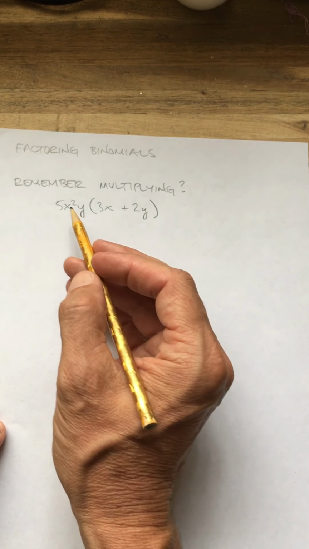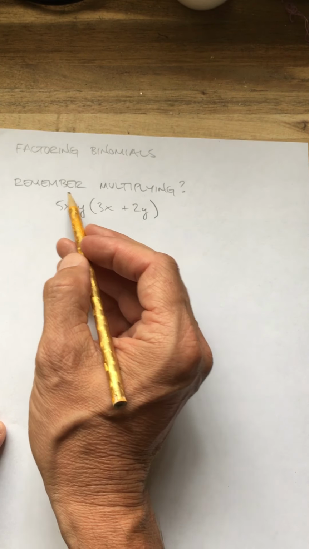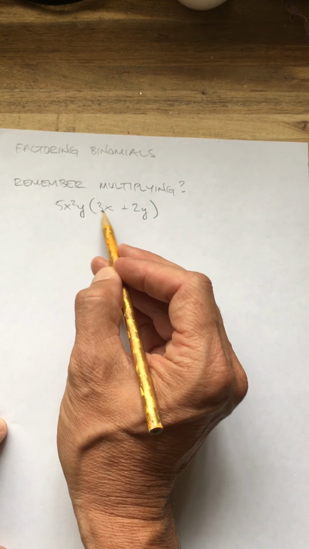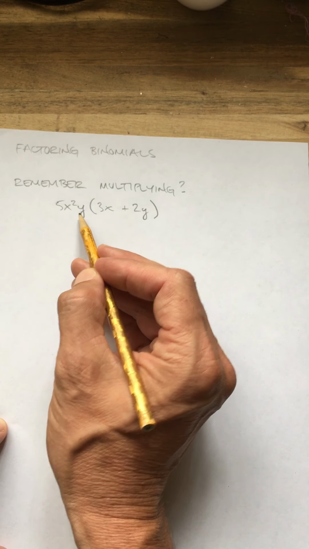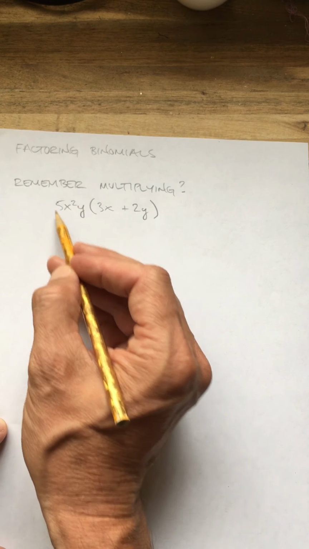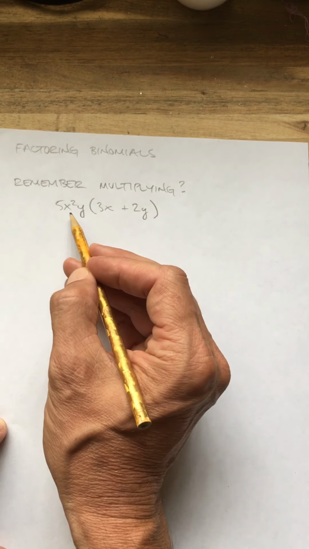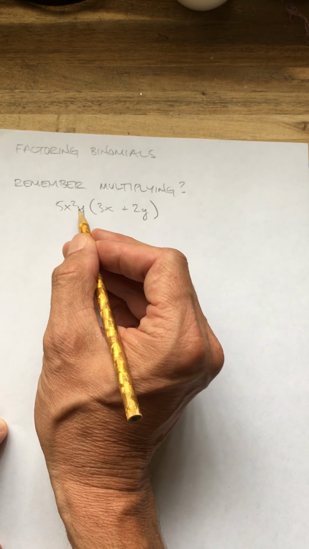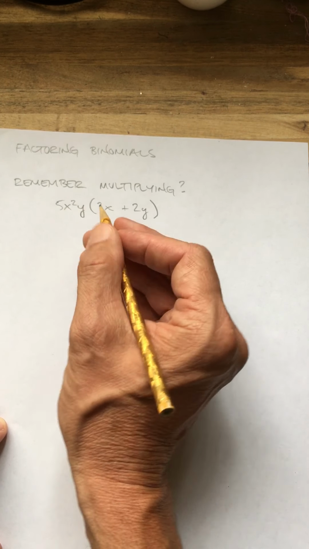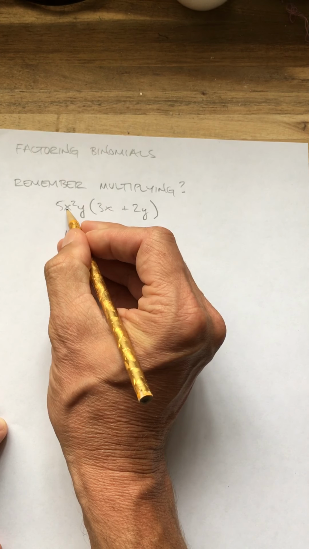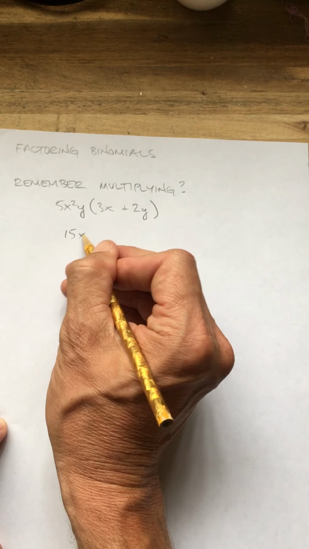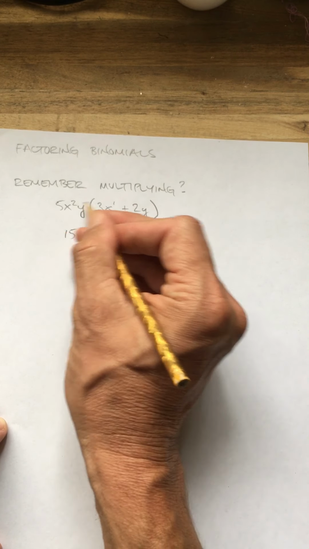We spent time multiplying monomials to binomials, okay? And in order to do that, we multiply this times this first term, so 5x squared y times 3x, and then we multiply this times the second term, 5x squared y times 2y. Watch what we get. We get 5x squared y times 3x, so 5 times 3 is 15. X squared times x, well, there's a 1 there, so that's x cubed. 2 plus 1 is 3.